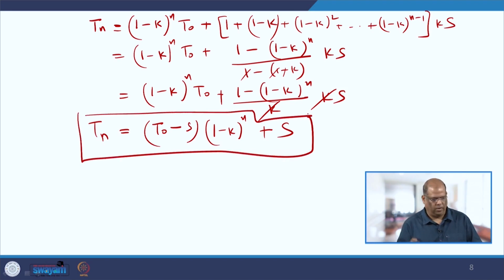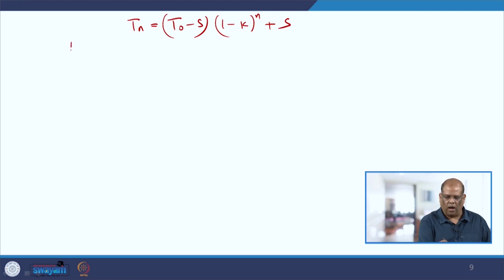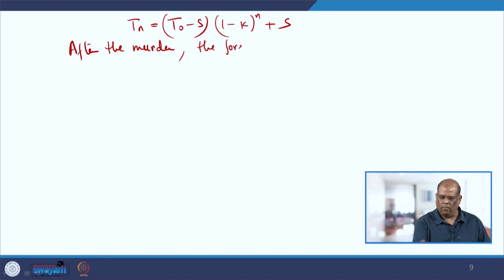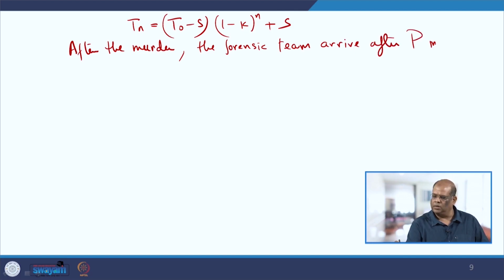So, some sort of formula. Now, let us calculate the time of murder. So, I rewrite Tn is equal to (T0 minus S) into (1 minus k) whole to the power n plus S. So, after the murder, the forensic team arrives after say p minutes.